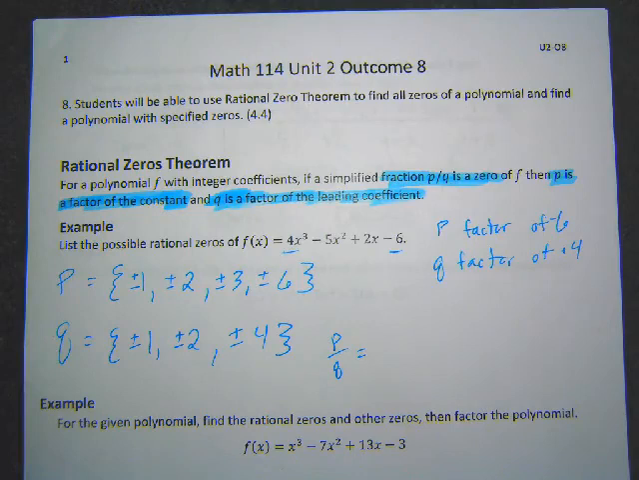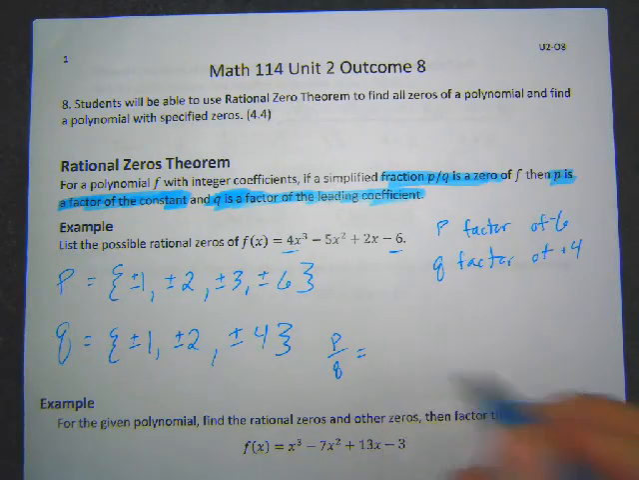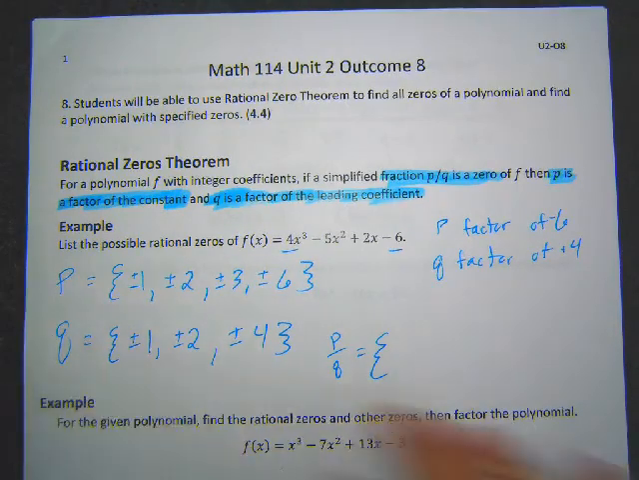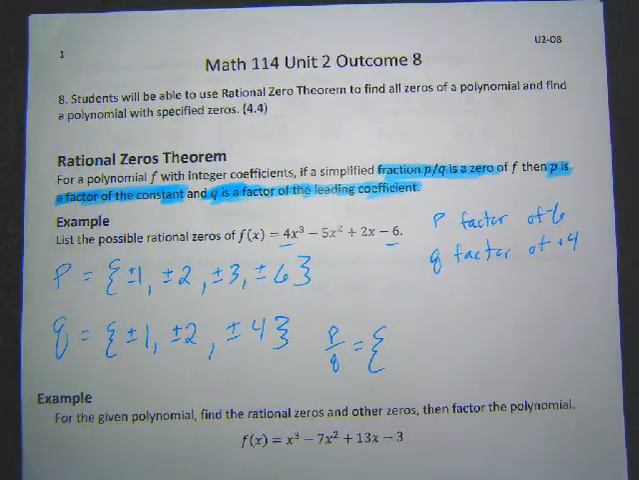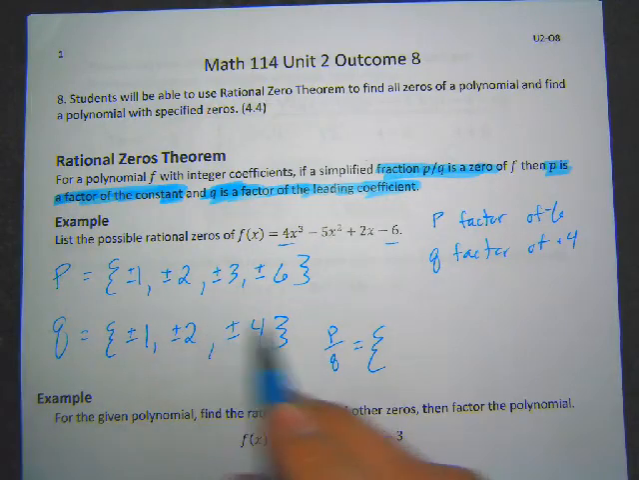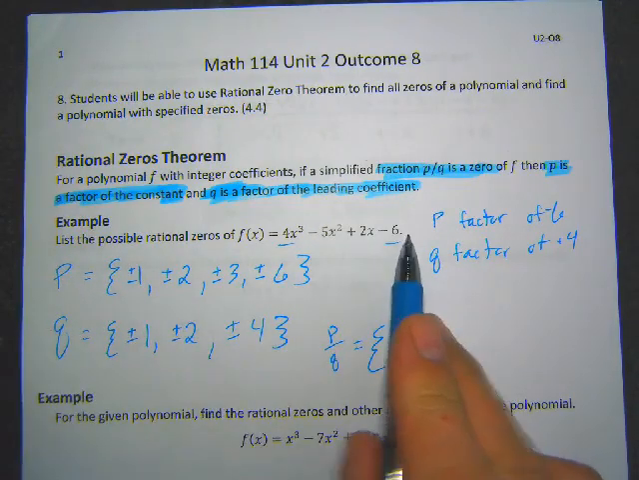Anything that does work, any number that actually is a 0, has to be in this list. You can't have anything else work. So that's why we make this list. It gives us a short sheet of answers that we can use as guesses. Instead of having infinitely many guesses that might work, we'll have a short list. So, okay, p's over q's. Again, last number over first number.